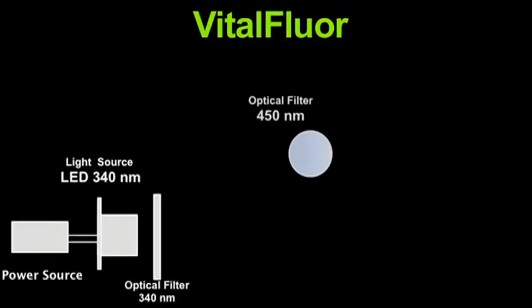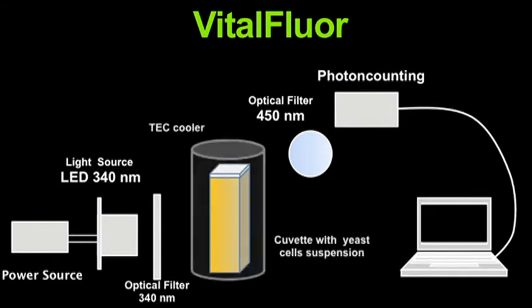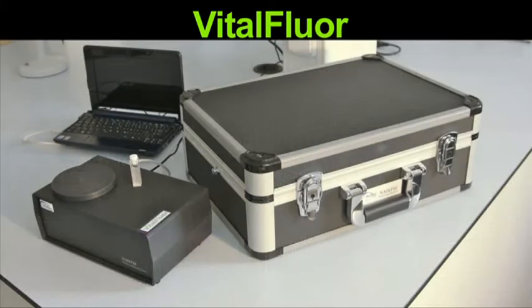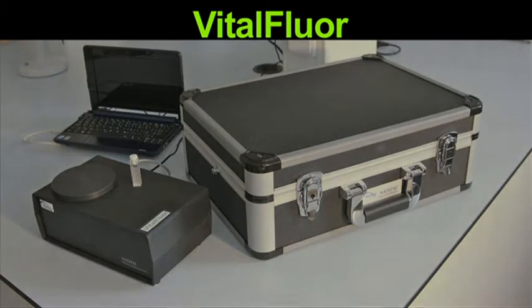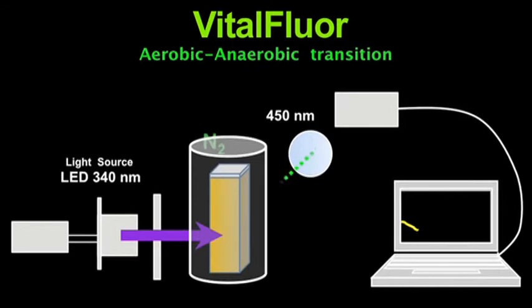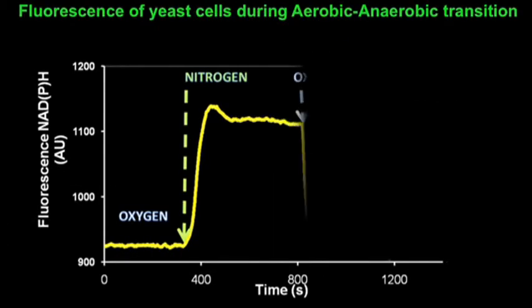The VitalFluor is composed of a light source with maximum lighting at 340 nanometers and a sensitive photodetector. The electro-optical part is connected with a computer. The determination of cell vitality with the instrument VitalFluor is based on a time scan measurement of the intensity of the fluorescence of NADH during an aerobic-anaerobic switch.